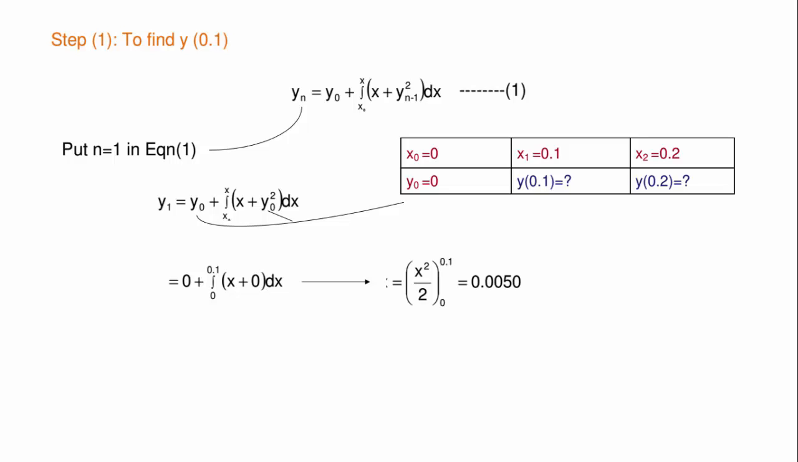y1 is 0.0050. Now we have to remember this value because we will be putting n equal to 2 in equation 1 for the second iteration, and until we get the answer correct to 4 decimal places equal to y1, we have to continue this.